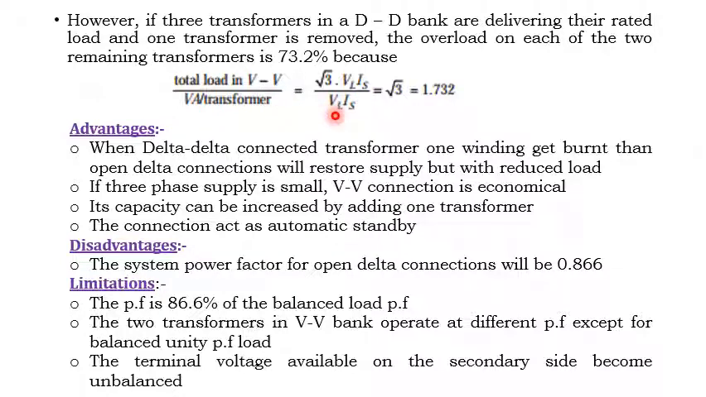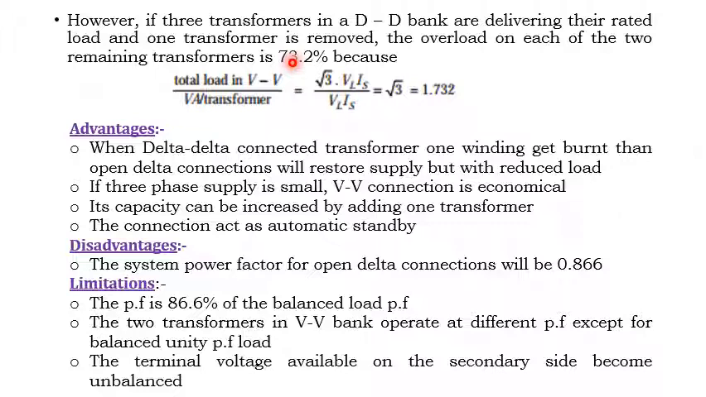So this is what VL into IS. Just cancel out these two, then this becomes root 3, that is 1.732. So obviously this is more than 100%, then you can just consider that is 0.732. So then this becomes 73.2%.